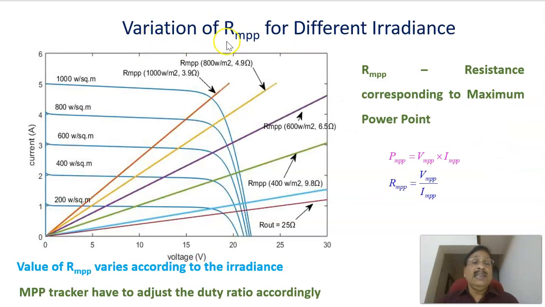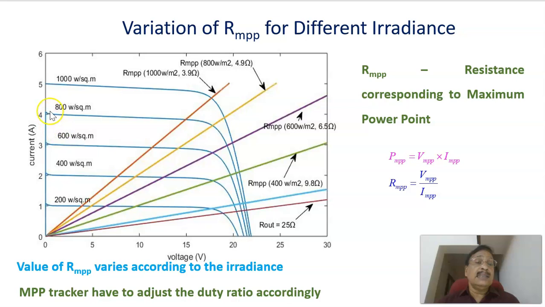Now let us see the variation of RMPP for different irradiance. Therefore, this is for corresponding 1000 watts per meter square. This is the straight line passing through any point. The resistance represented by this is called RMPP corresponding to 1000 watts per meter square.